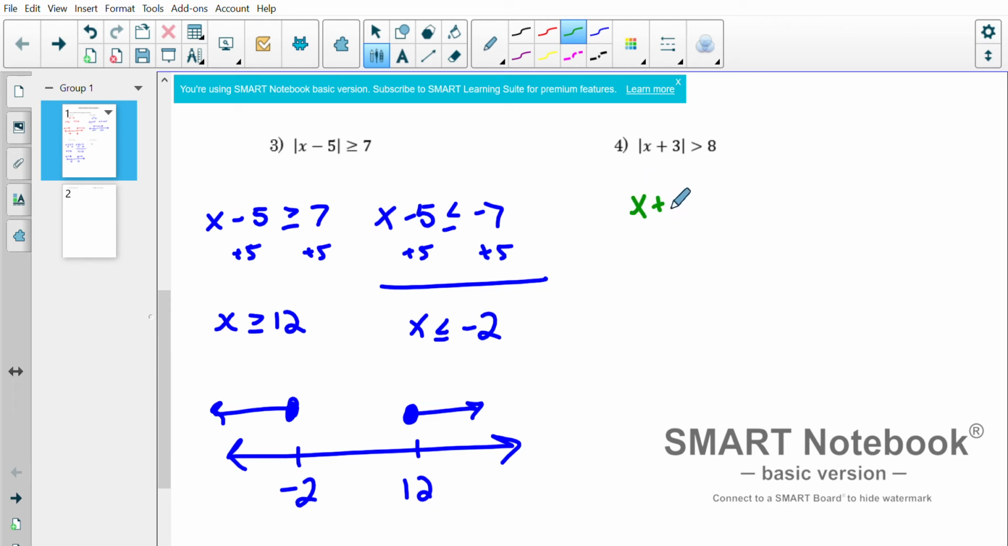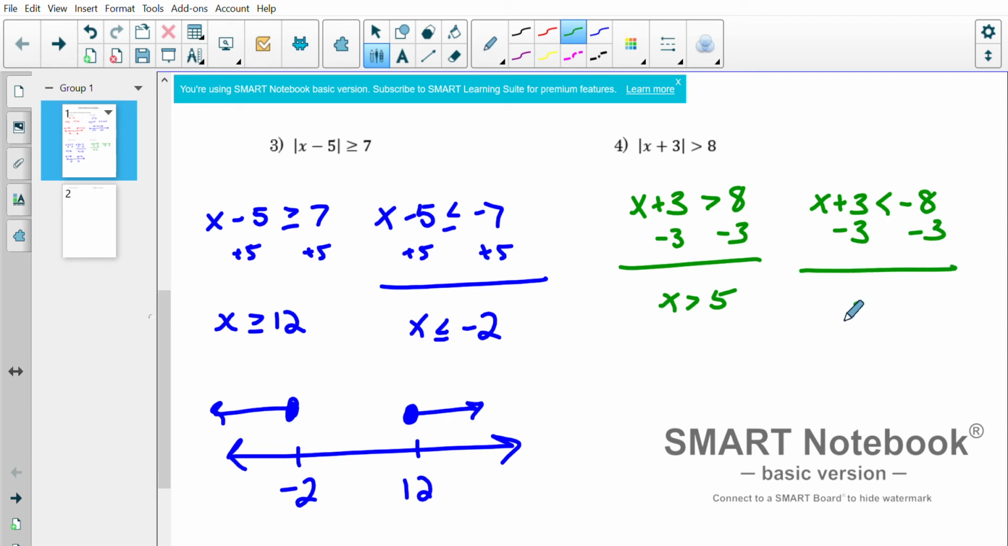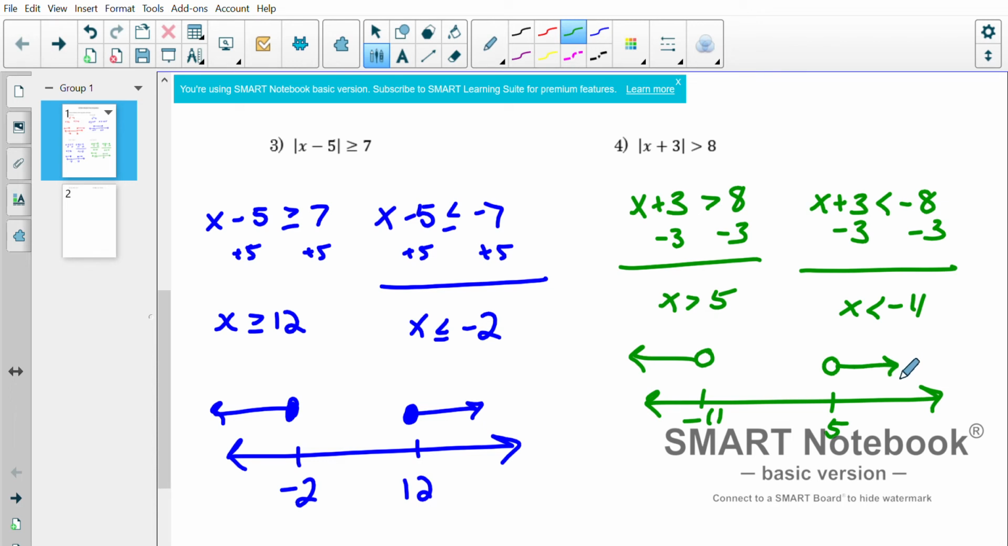So as I look at this one, as we split it up, x plus 3 is greater than 8. X plus 3 is less than negative 8. Subtract 3 from both sides. X is greater than 5. Subtract 3 from both sides. X is less than negative 11. Create your number line. Negative 11, 5, open dot going left at negative 11, open dot going right at 5, and that would be your absolute value inequalities here.